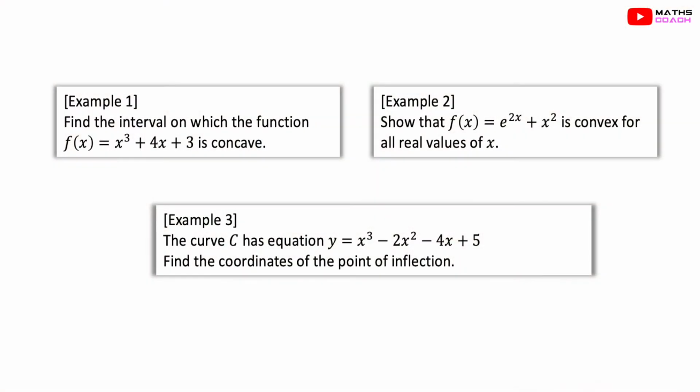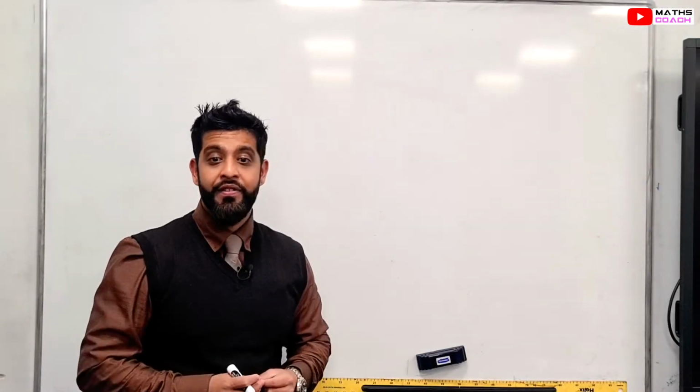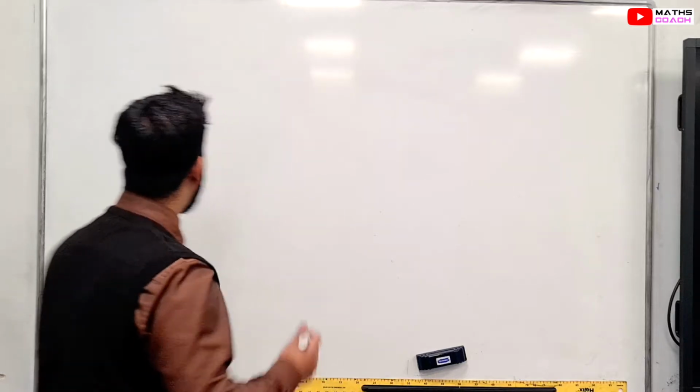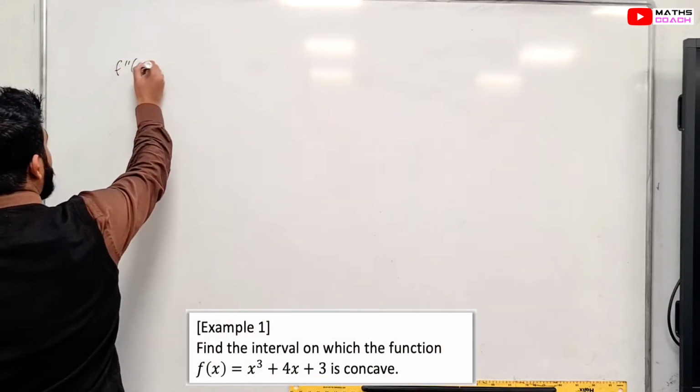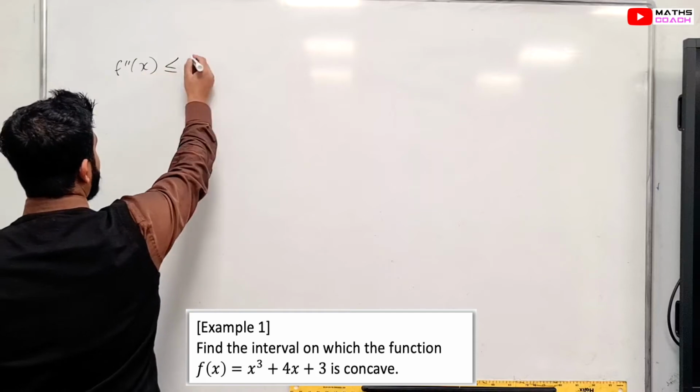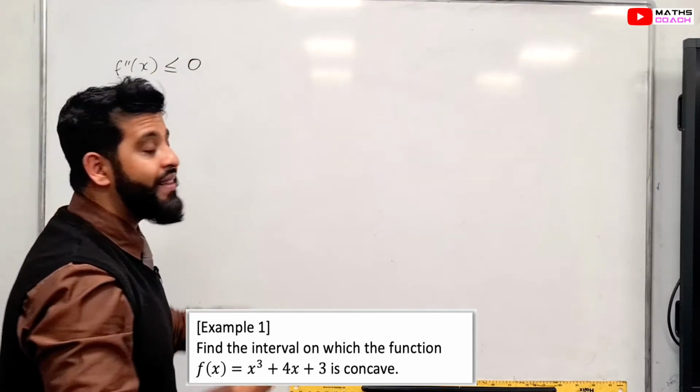All right, so let's have a look at these three questions. It says find the interval. The first question, we're going to work in this order. This one first, and then this one, and then we'll work on this one last. So find the interval on which the function f of x is equal to x cubed plus 4x plus 3 is concave. So what have we just been told about something being concave and its second derivative? What does it have to be? Less than or equal to 0. So for something to be concave, the second derivative has to be less than or equal to 0. So we will find the second derivative.